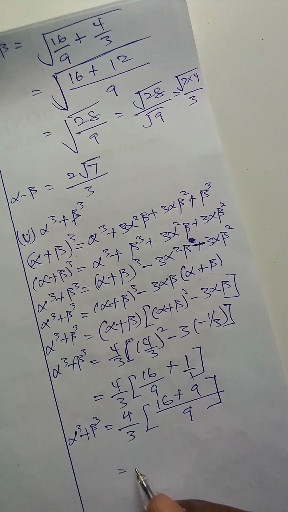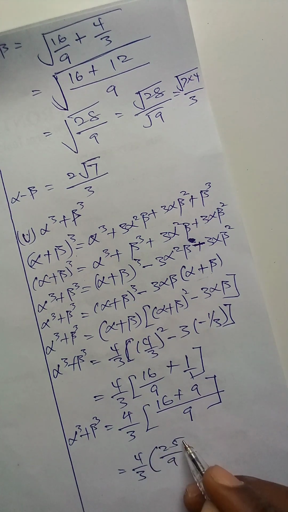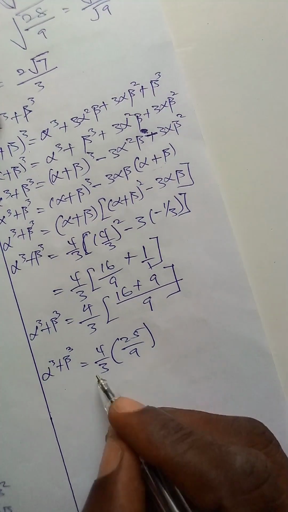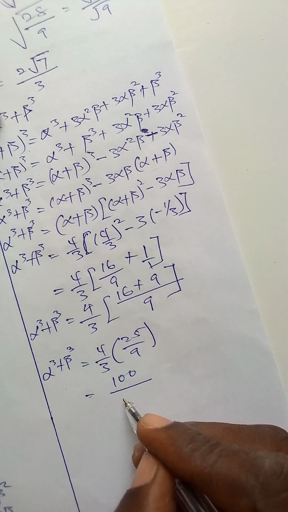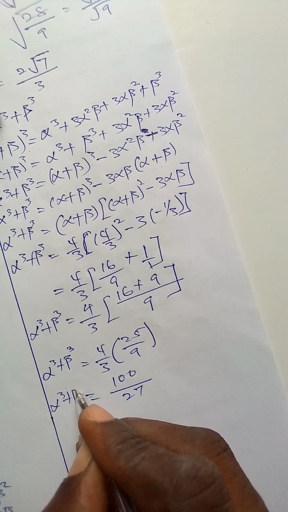16 plus 9 is 25. So we'll have 25 over 9. That's our alpha cube plus beta cube. 4 times 25 is 100. 3 times 9 is 27. That is our alpha cube plus beta cube.